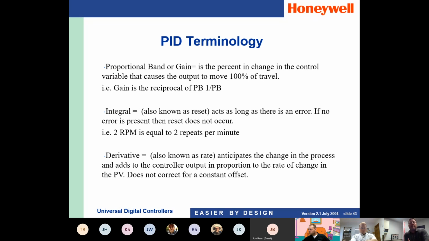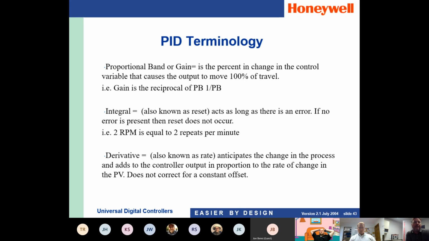The next is integral. Integral is also known as reset. So as you're configuring the controller and you go into the PID settings, you'll actually see it come up as reset. And on the reset, the way that acts is as long as there's an error between your process variable and set point, reset will start doing its thing. And it will try to reset the output to get back to set point.